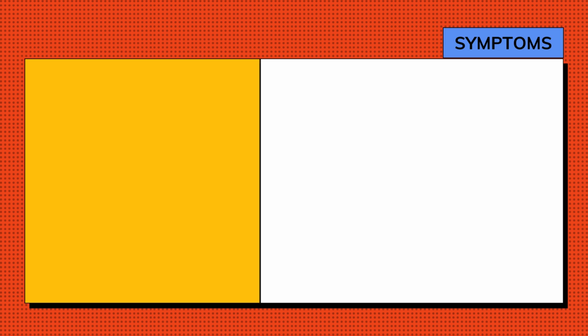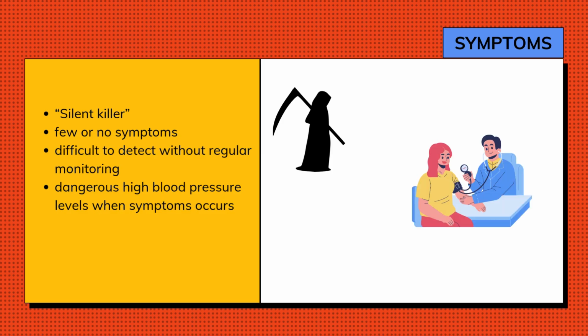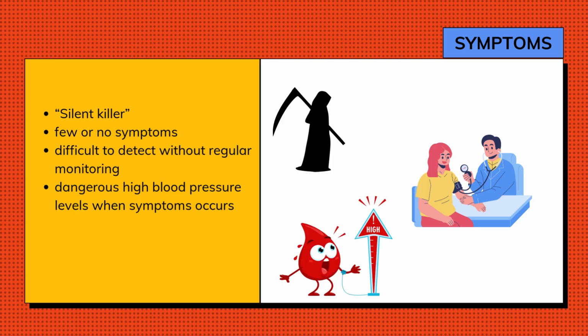Signs and symptoms. Hypertension is often referred to as the silent killer because it typically presents with few to no symptoms, making it difficult to detect without regular monitoring. However, when symptoms do occur, they can indicate dangerously high blood pressure levels. Silent symptoms. Most individuals with hypertension do not experience any noticeable symptoms.